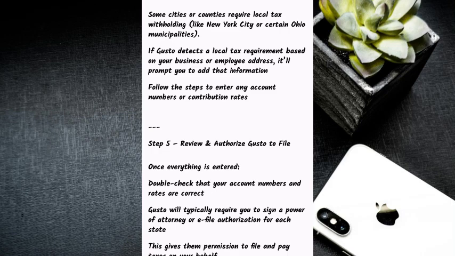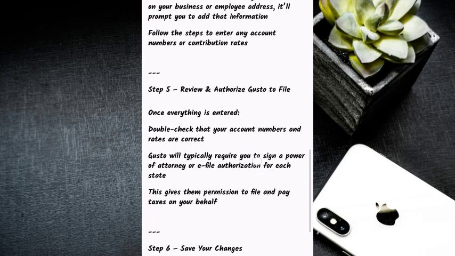Step 5, review and authorize Gusto to file. Now, once everything is entered, you want to double check that your account numbers and rates are all correct. Gusto will typically require you to sign a power of attorney or an e-file authorization for each state. Now, this gives them permission to file and pay taxes on your behalf.